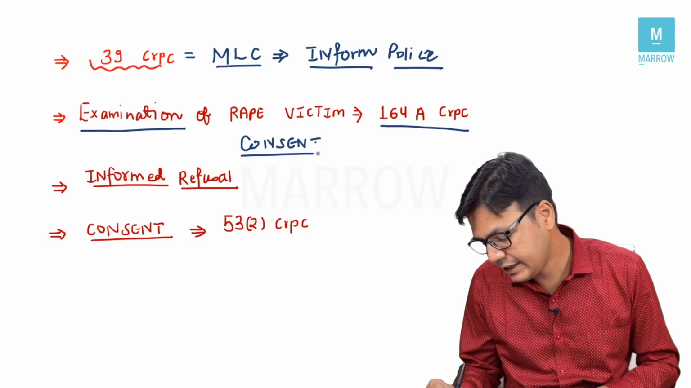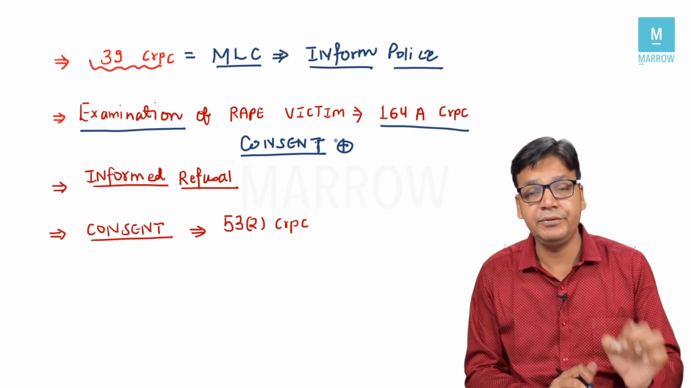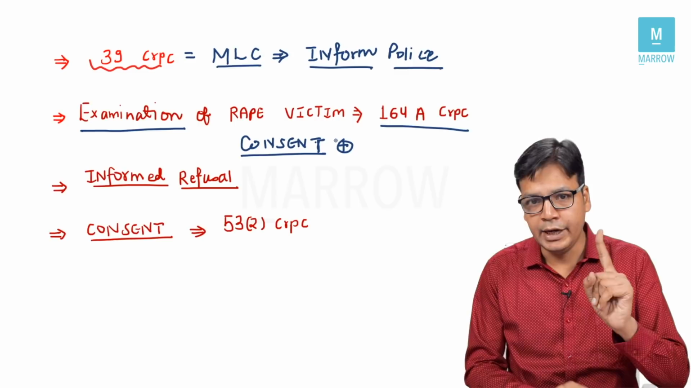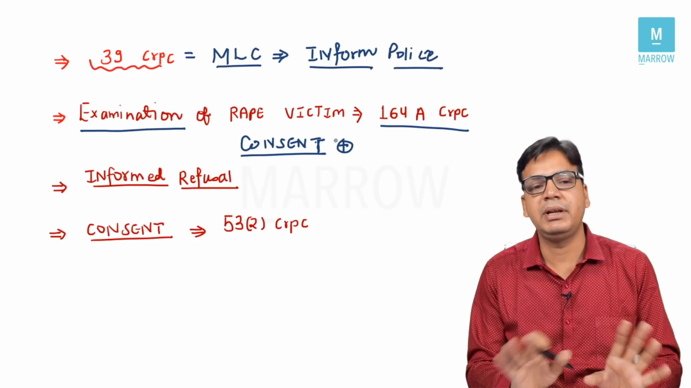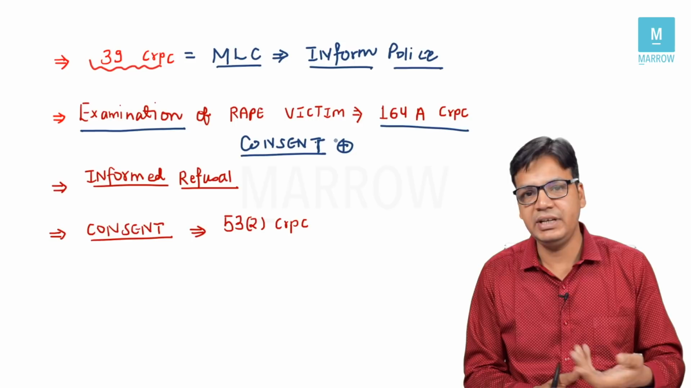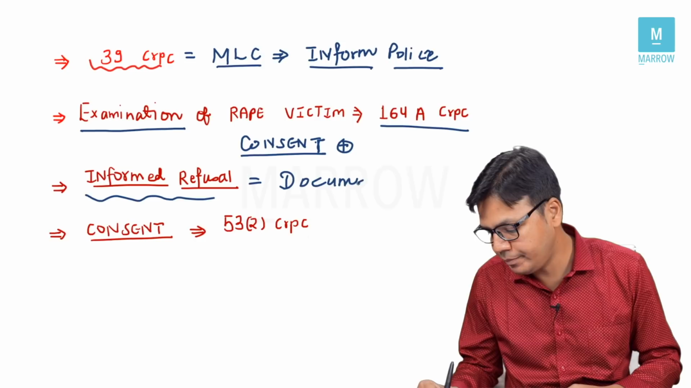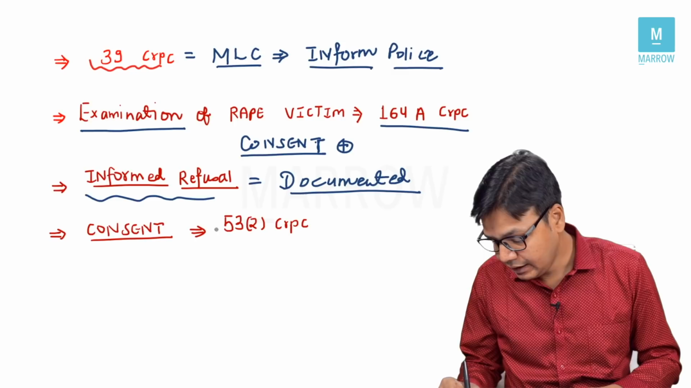Consent is needed. If she's not giving consent, please take the consent before examination. If she's not giving consent, you can get an informed refusal; you can say she has refused. An informed refusal should be documented. Make a document and take her signature that she has refused. Below 17 years of age, the parents' consent is important, because she is a minor and in that case parents' consent is needed. This is informed refusal, as I told you; it should be documented. Consent from a female is under 53-2 CRPC.